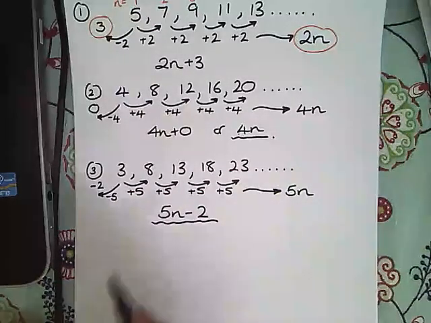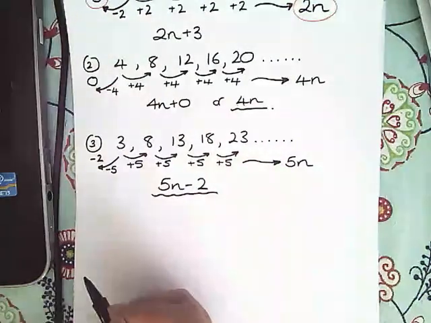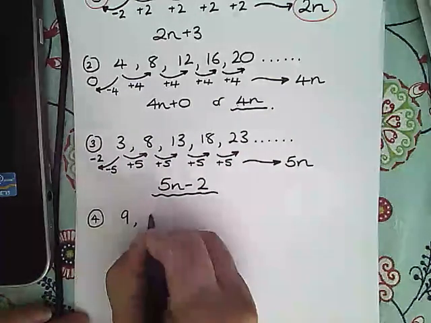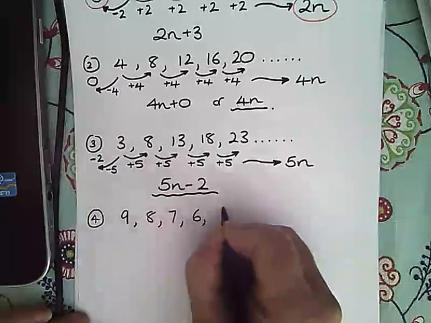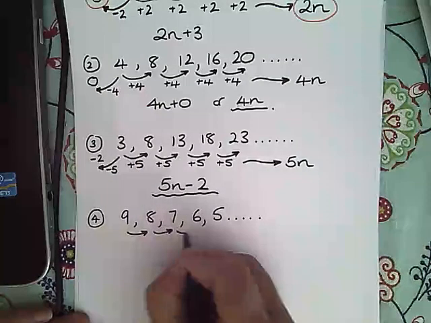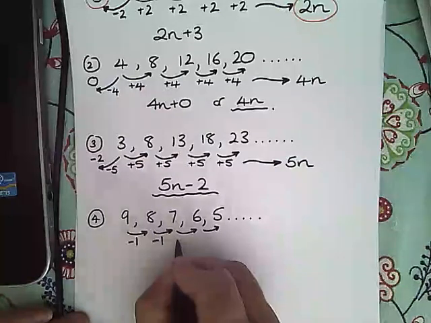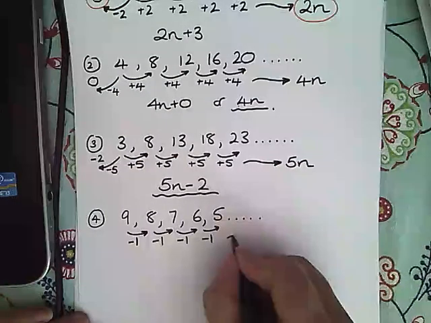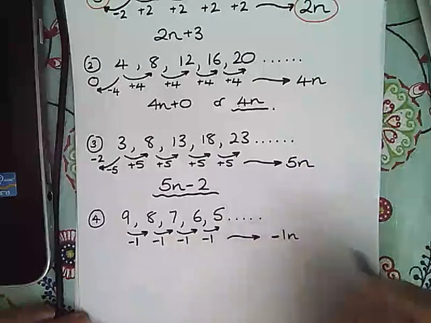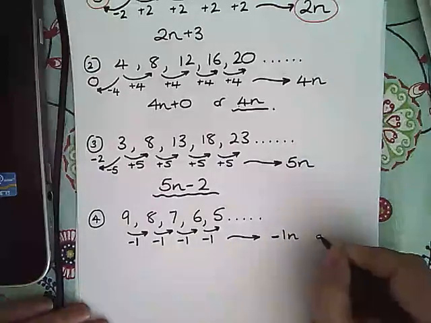And these have all been ascending sequences, so they've all been going up in value. I'm just going to do one example where we have a descending sequence, so it's going down. We have this one, 9, 8, 7, 6, 5. Each time to get from one number to the next, I am subtracting 1. Take away 1, take away 1, take away 1. That tells us either minus 1n, or sometimes we, well, we often don't write the 1 in front of it, do we? Or minus n.